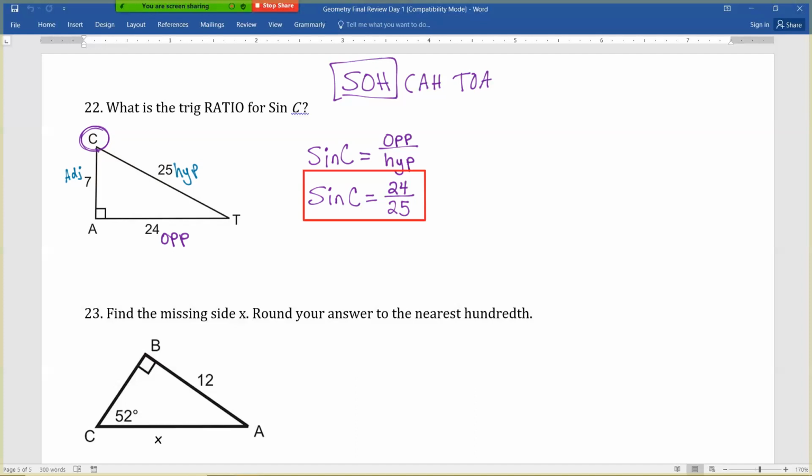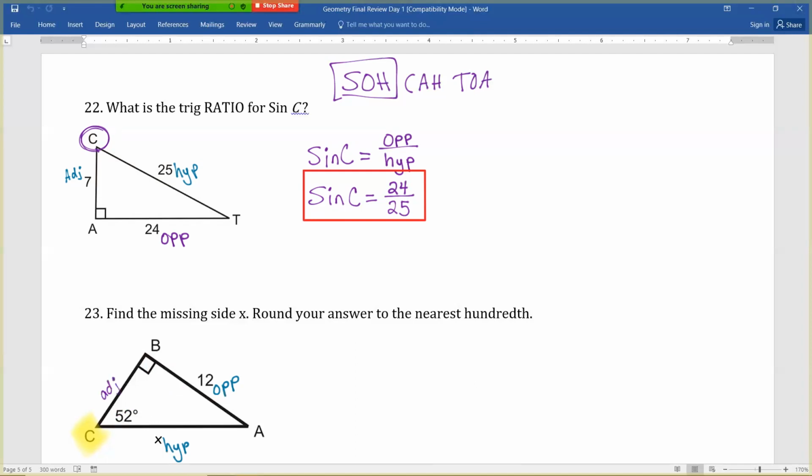Question 23 says, find the missing side x, round your answer to the nearest hundredth. So like the last one, we're given one angle here. We're given angle C, which is 52 degrees. You never use the 90-degree angle. So we're going to label things based off of the 52-degree angle. Based off the 52-degree angle, if I go opposite, I get to 12. If I label my hypotenuse opposite my right angle, so x is the hypotenuse, 12 is the opposite. Technically, this is my adjacent side.